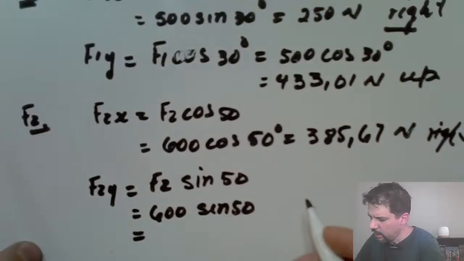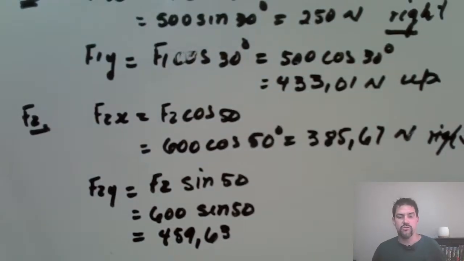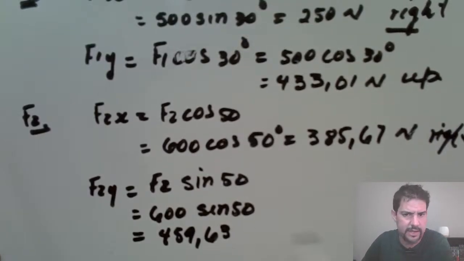This one is 459.63. Round off the final answer to 2 decimal places all the time. Make sure you round off to 2 decimal places. That's another mistake that learners can encounter.